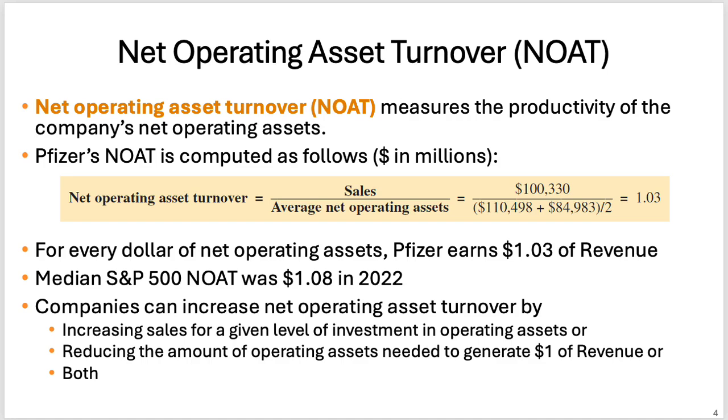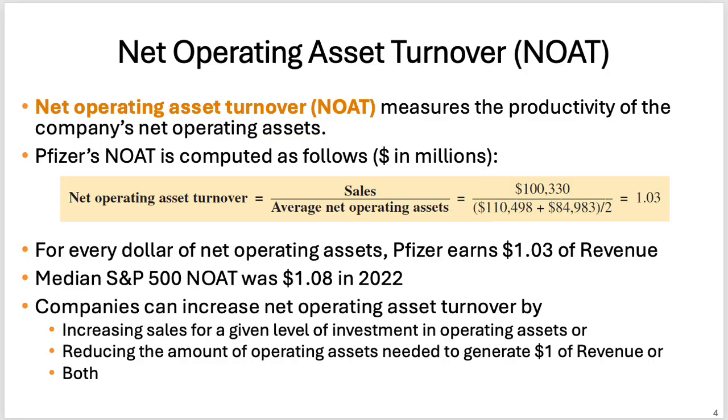You could increase the level of sales for a given level of assets. So in other words, you keep your capital investment in the structure of operations the same, but somehow you figure out in your marketplace how to yield more sales out of that. That's one way to do it, right?